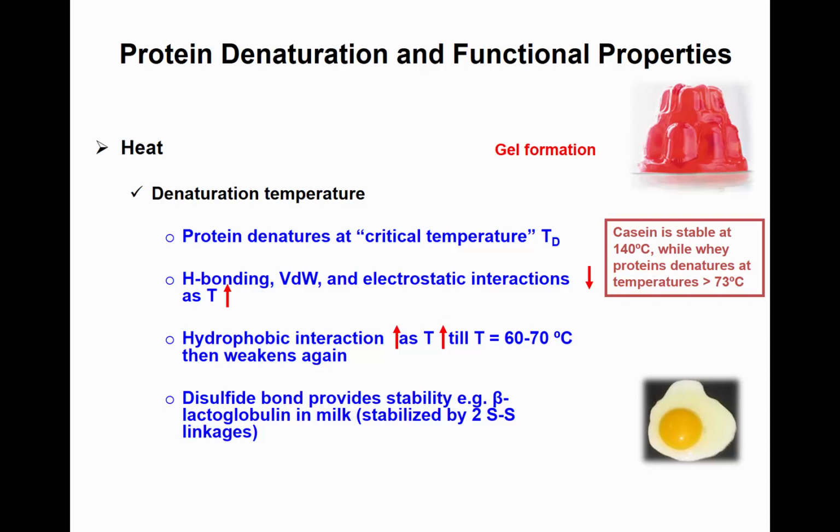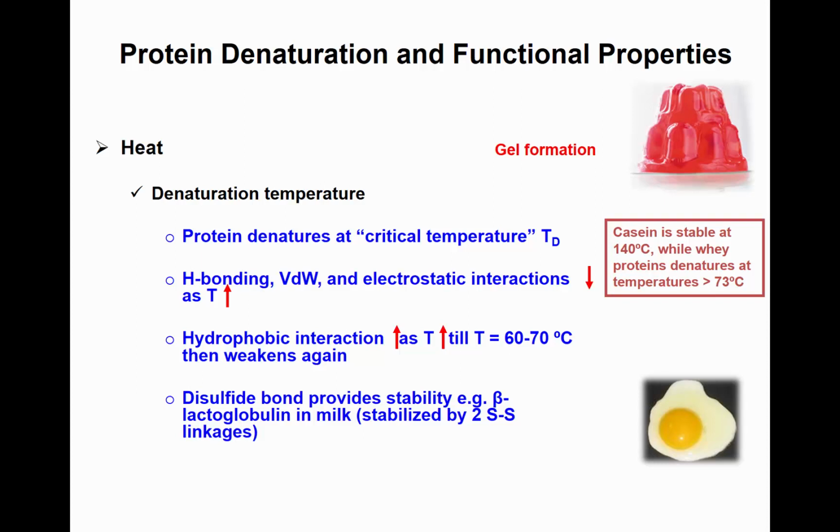They break up. The hydrogen bonding breaks up. The hydrogen bonding is destabilized by heating. Hydrogen bonding, van der Waals, and electrostatic interactions decrease as temperature increases. So they're destabilized by heating, and the protein structure opens up. A globular protein has a lower denaturation temperature, or temperature at which you get a structural change. That's what denaturation temperature is.